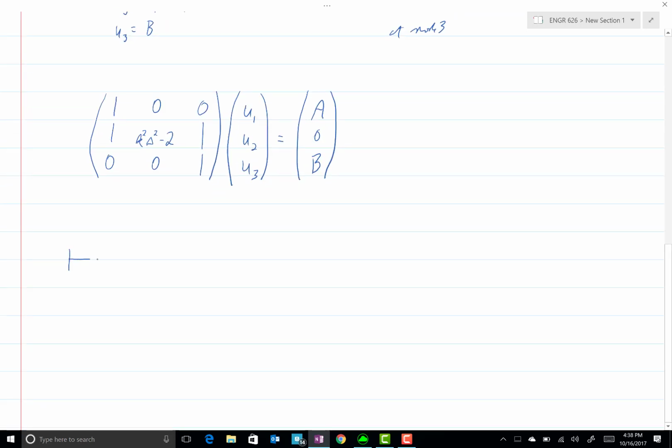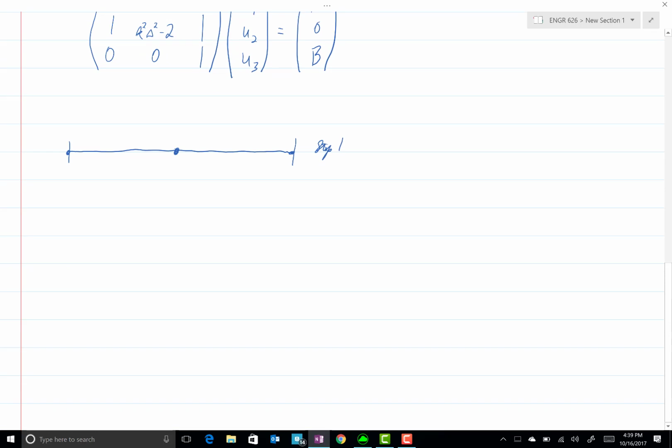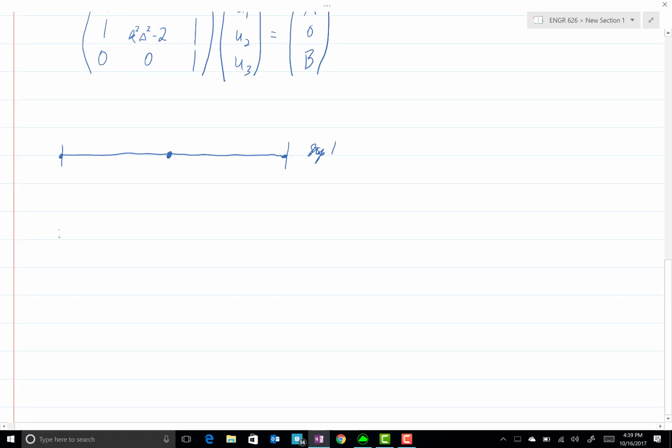We look again at our current mesh, and remember what we currently have is this. This is from step 1. But now we're going to go to step 2.